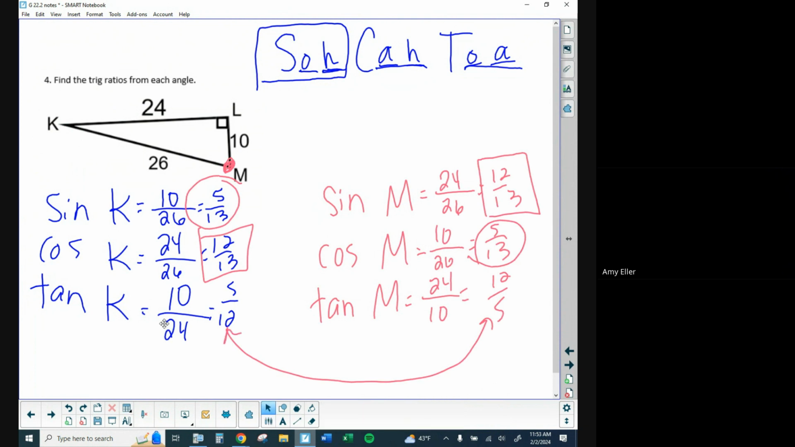Your homework is pretty much just like this. Make sure you simplify your fraction always. And always make sure you're in degree mode. Go ahead and start that.